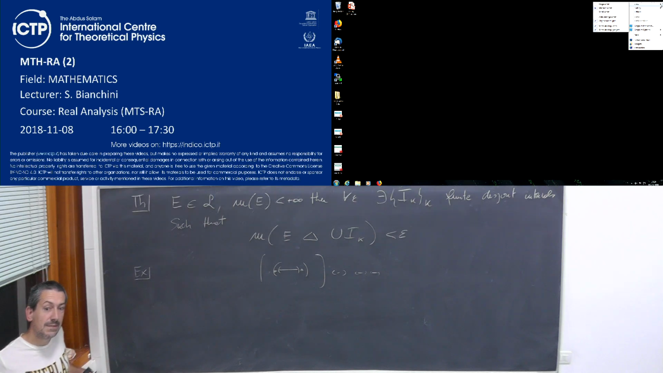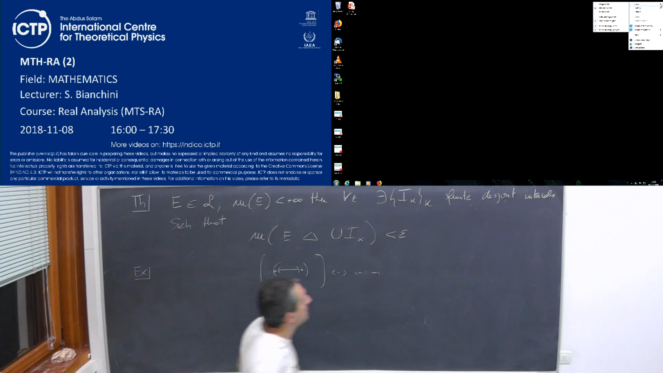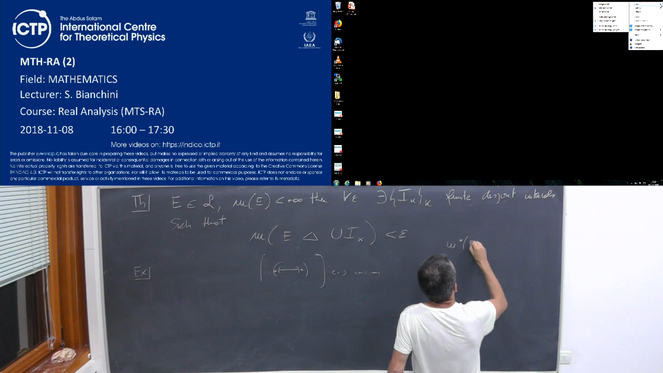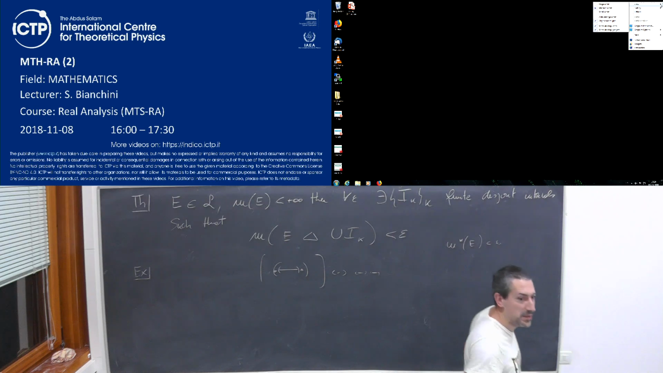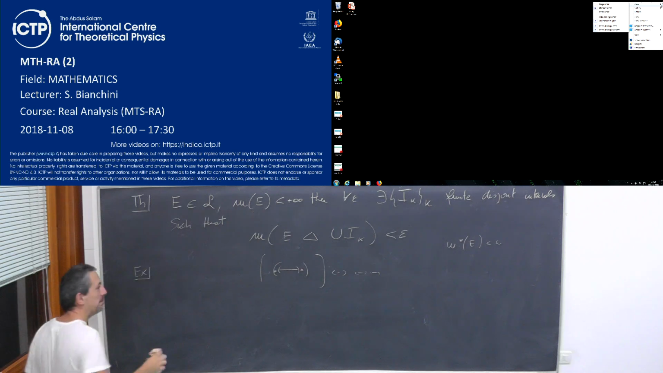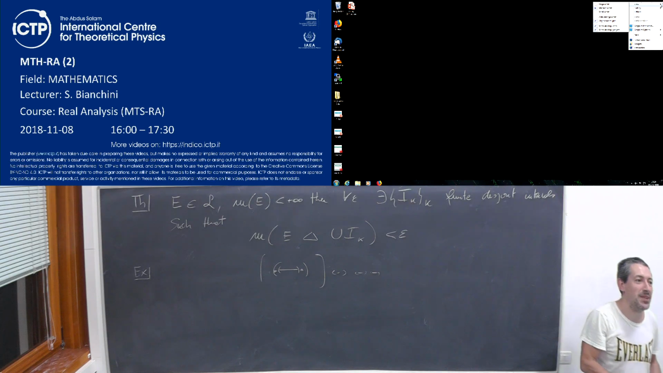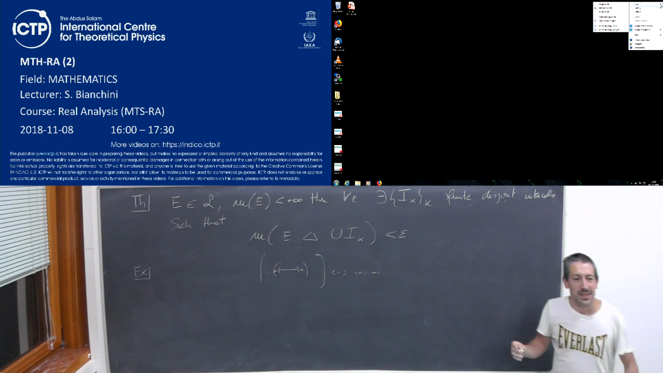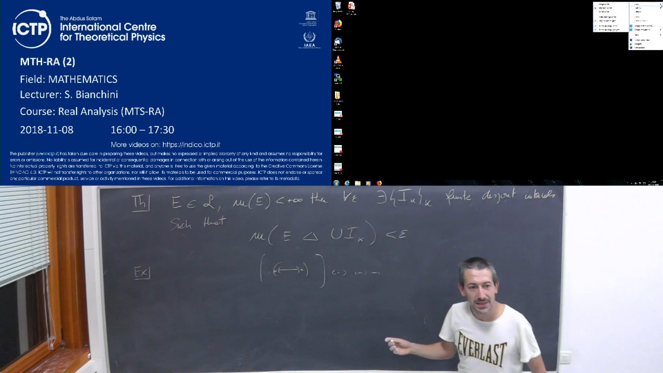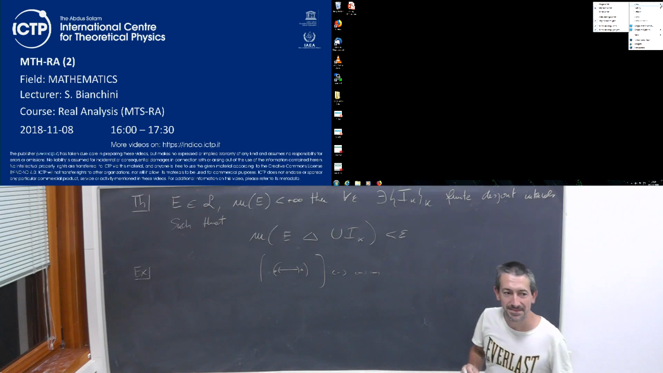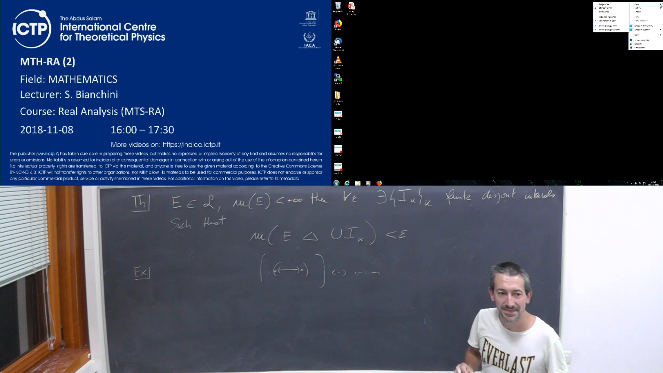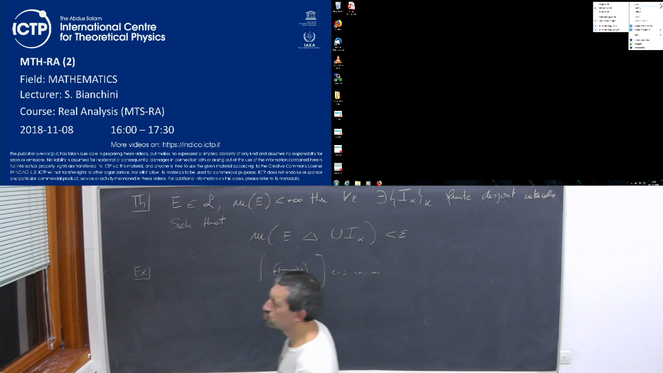But the point is, if E is not measurable, how do we get these intervals? Which piece can make trouble? Yes, we use the property that because these are disjoint intervals, we can distribute the measure over the union. It becomes a sum. But in this case, we can't use this.